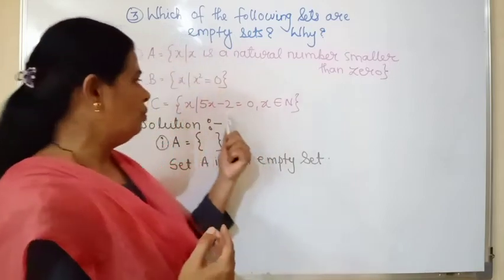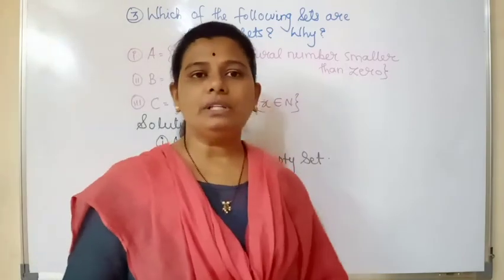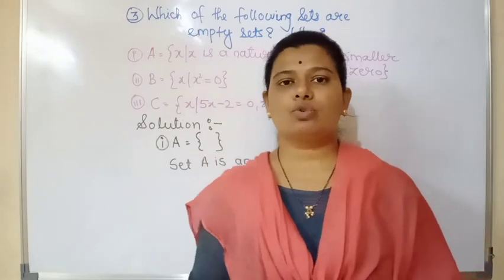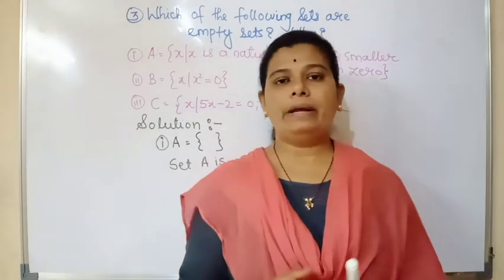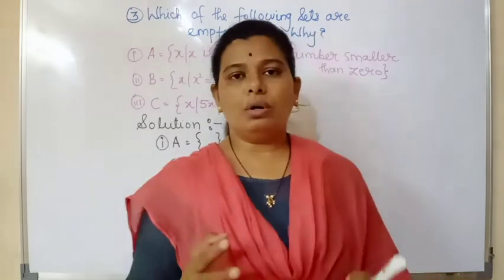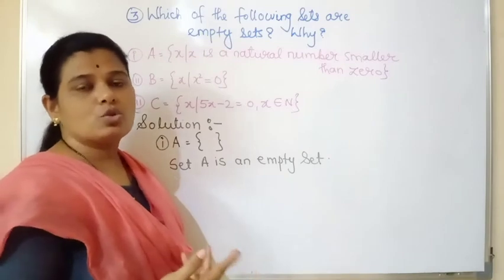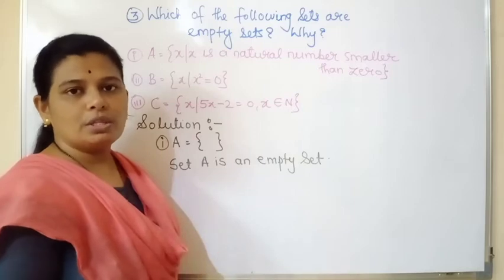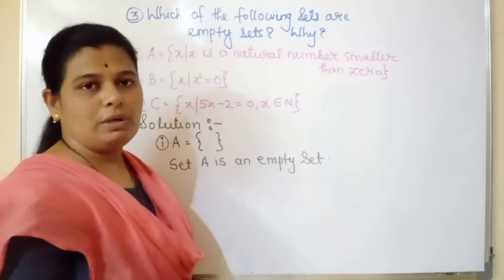Now we'll move towards the second set, that is set B. What is given in set B? It is a set of x such that x square is equal to 0. Now what we have to do in this set? We have to find such a number whose square is 0. Which number is such that its square is 0? Obviously it is 0 only. The square of 0 is 0. So here the value of x will be 0.